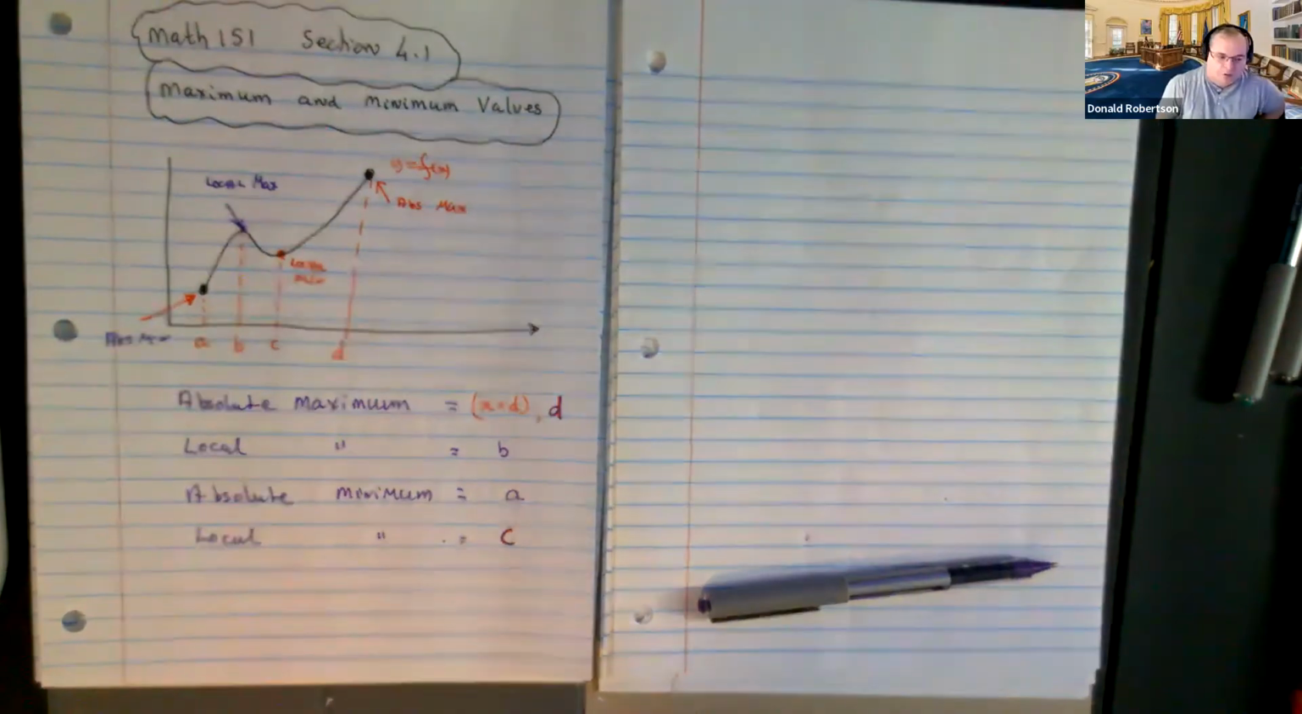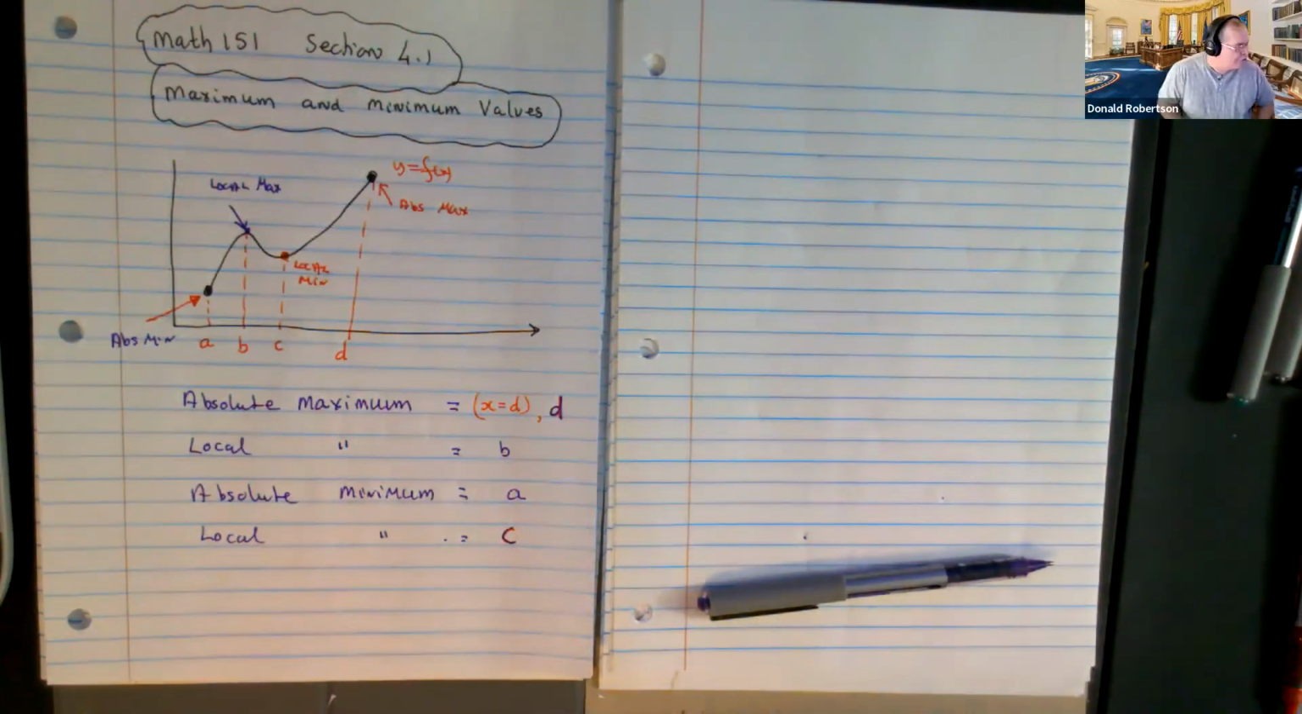So if you are given a question, tell me about absolute max and absolute mins, but they only give you a formula. Wouldn't it be a good idea just to go to Desmos and sketch it? Because it's much easier to do it when you've got a picture in front of you than if you just look at the function.